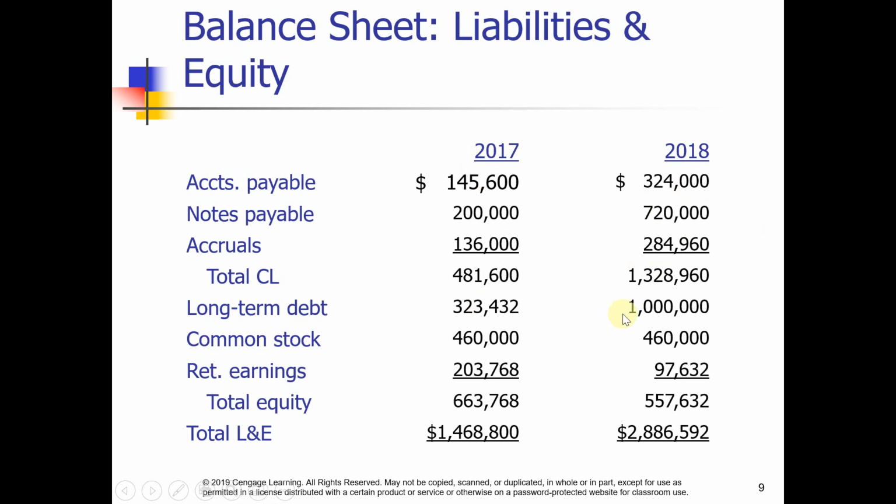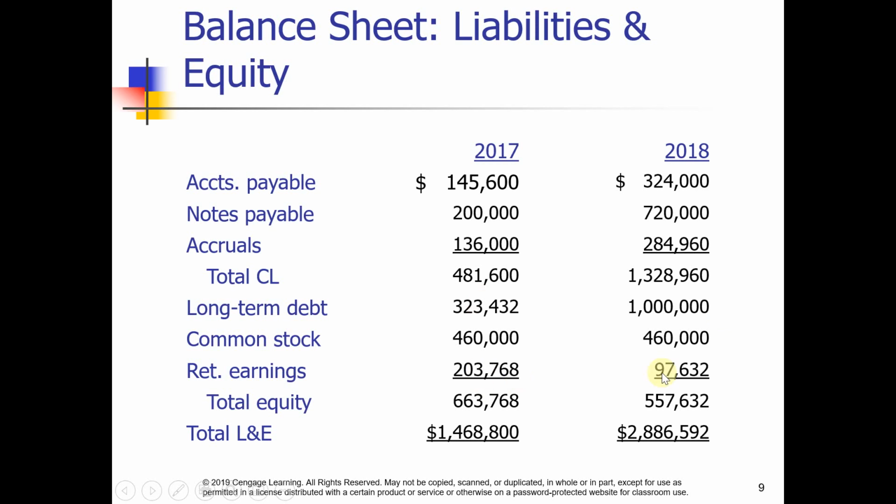The long-term debt of this company also went up a lot. So it looks like the financing of the expansion. The expansion was done with borrowed money because the book value of common stock is the same, so they didn't issue any shares for the expansion. It looks like the expansion was done by borrowing money.